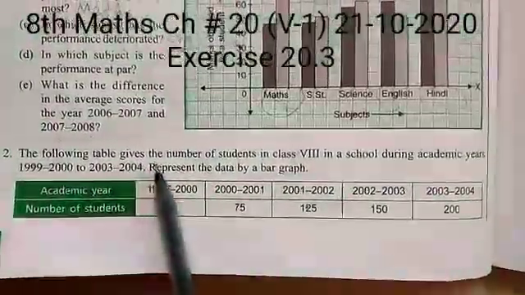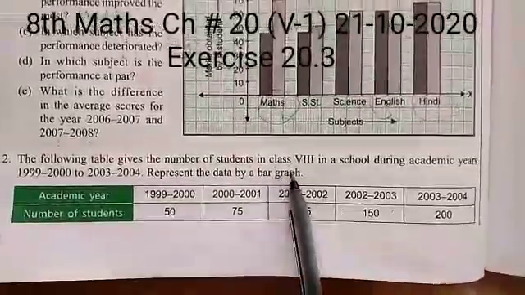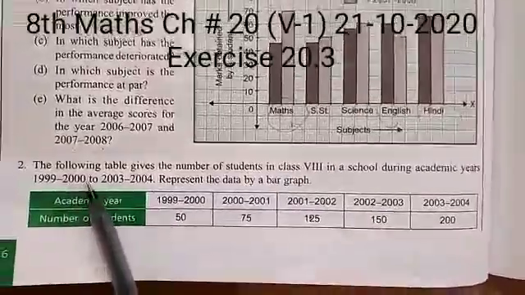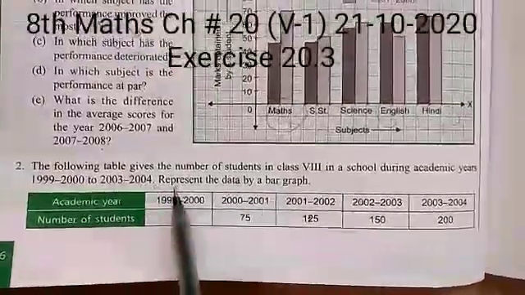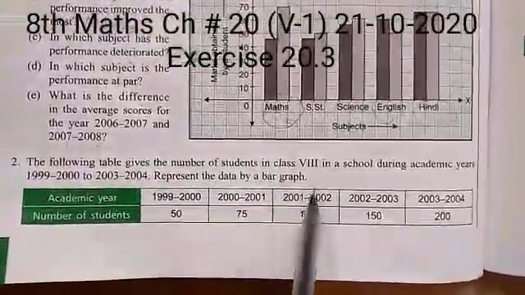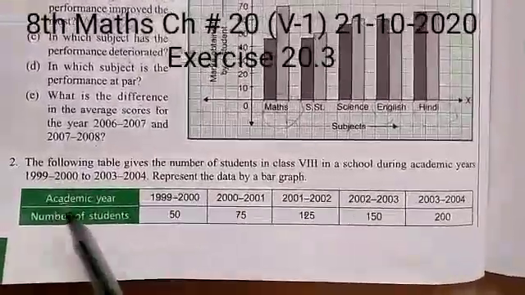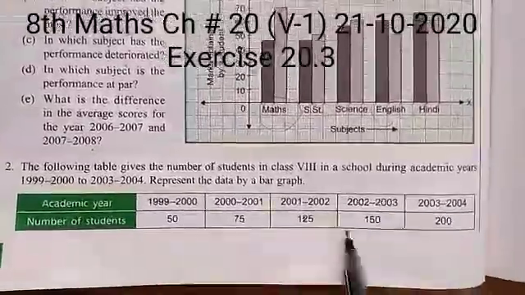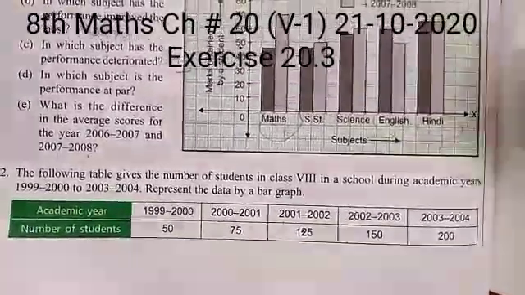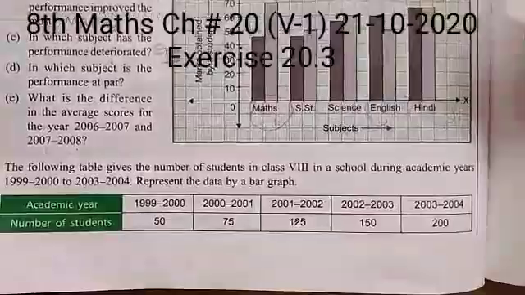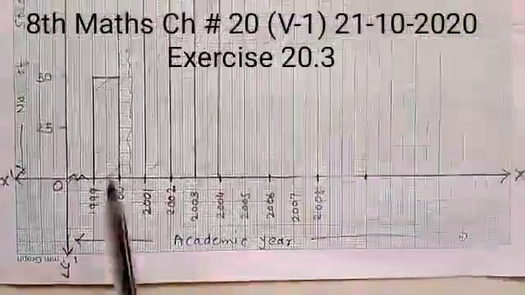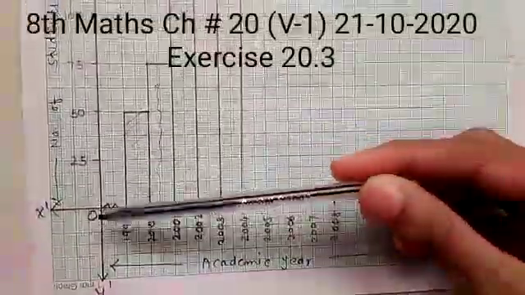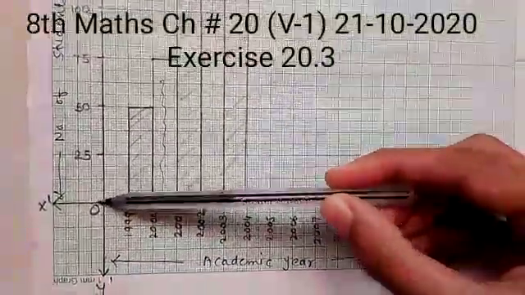Now students, question 2. The following table gives the number of students in class 8 in a school during the academic years 1999-2000 to 2003-2004, right? Represent the data by a bar graph. So here we have to put the academic year on the x-axis and the number of students on the y-axis. In drawing the bar graph, you have to draw the x-axis, that is horizontal, and the y-axis, vertical, that will intersect at the origin, called O.